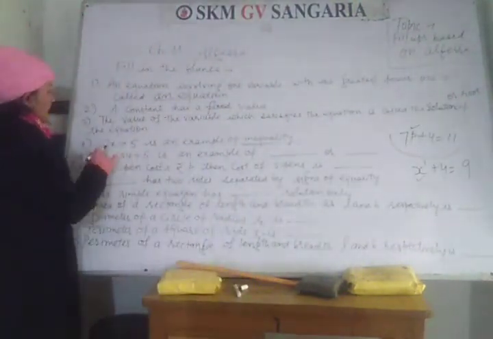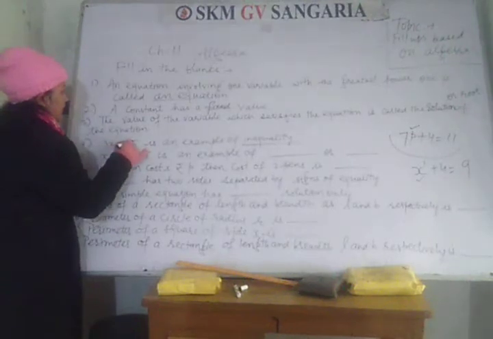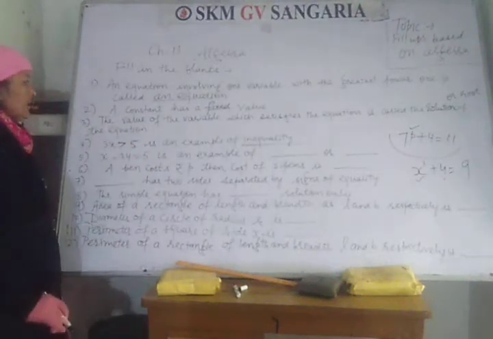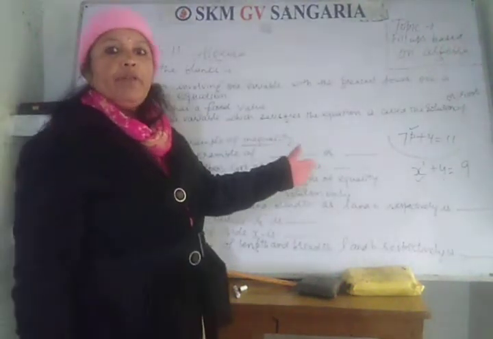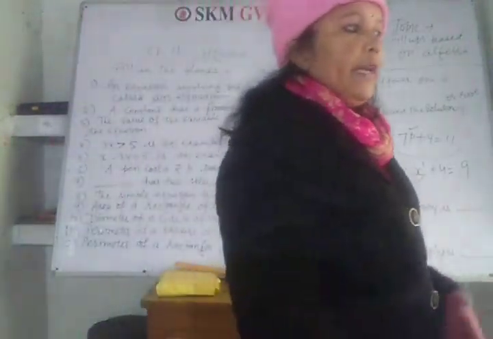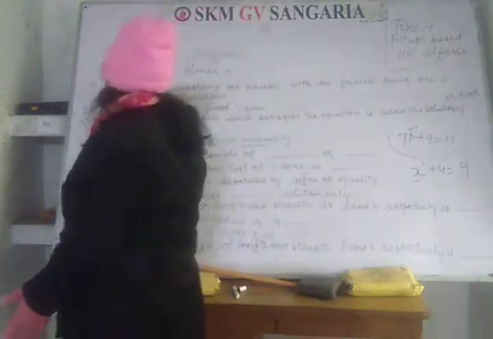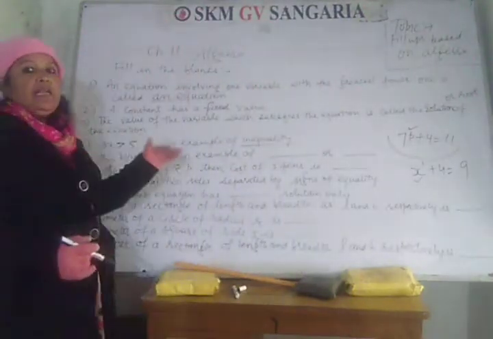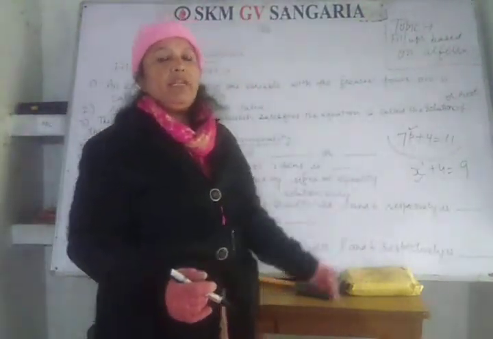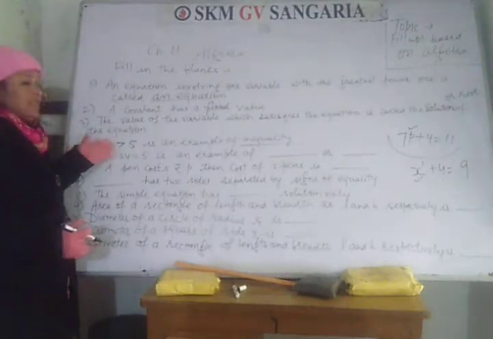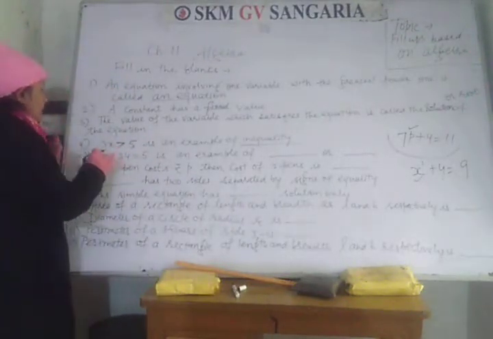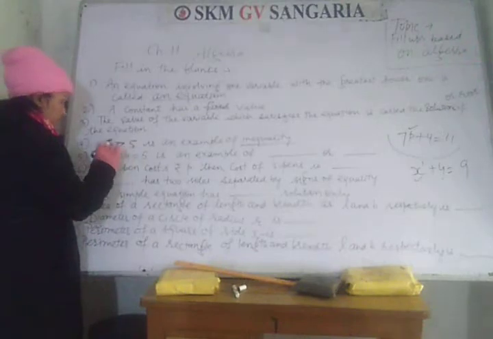Then 3x is greater than 5. Here the equality sign is not there, so it is an example of inequality. If a greater than sign or a less than sign is there, it will be an example of what? Inequality. It is not an example of equality, because the equal to sign is not there. A variable is there, but the equality sign is not there.